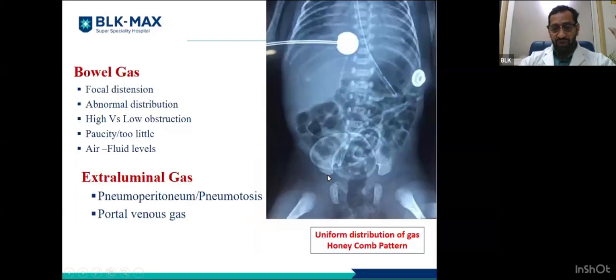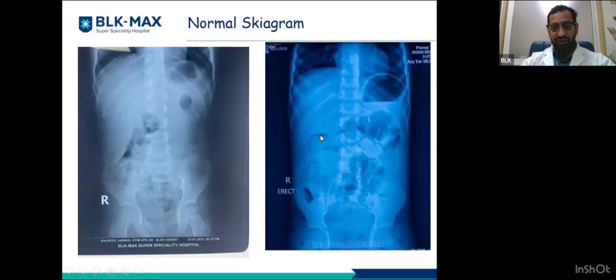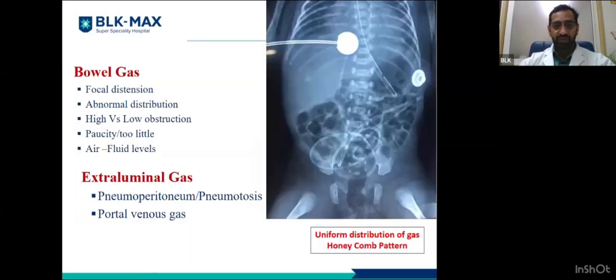Similarly, in this X-ray also, you can see that there is gas present in the pelvis, in the whole abdomen. There's a liver shadow. There is a stomach bubble seen with an air fluid level, which is normally seen in abdominal X-rays. So this picture should be kept in mind whenever you're reading any abdominal X-rays, and then only you are able to identify any pathological findings on the X-ray.